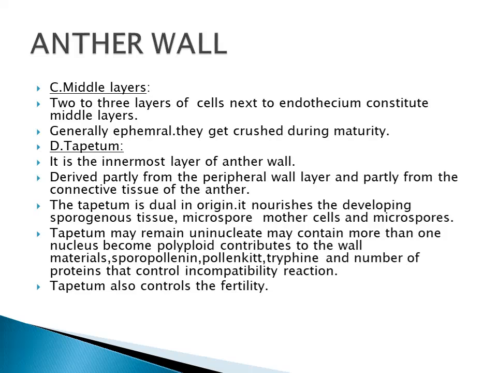The pollen grain is the fusion agent of the plant. It is the male part. It is very important for fertility. It combines with the female gamete. So that reaction is called incompatibility.